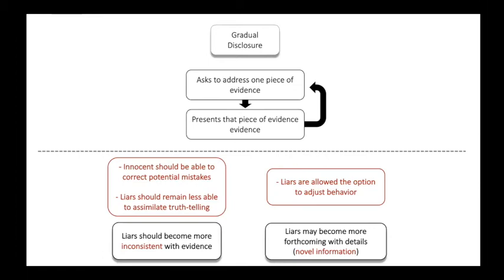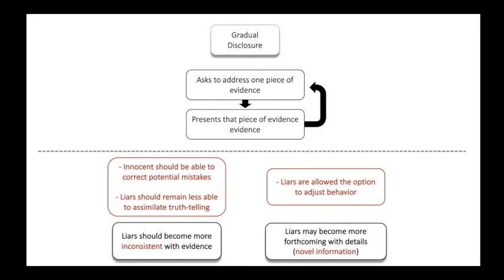As for the gradual disclosure, there are a number of different potential effects going on here. One of them is that innocent suspects should be better able to correct for potential mistakes. Because as soon as the suspect realizes that the interviewer is asking questions that the interviewer is already aware of the answer to, they're in a better position to correct their mistake, and they will better understand what type of details they need to provide in order to convince of their innocence. Liars, however, will still remain less able to assimilate truth-telling, because even if they understand and may figure out the procedure that the interviewer is using when disclosing the evidence, they still have to guess exactly what detail it is that the interviewer holds. So they should thus be more inconsistent with the evidence compared to innocent or truth-telling subjects.